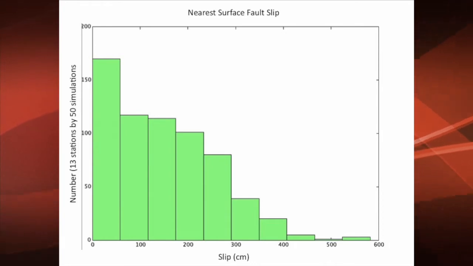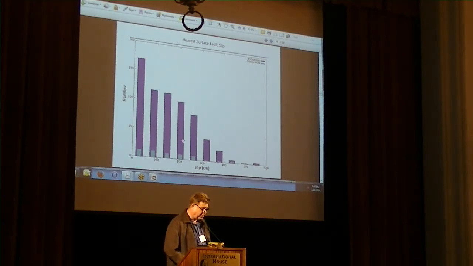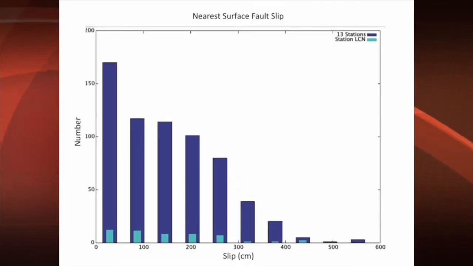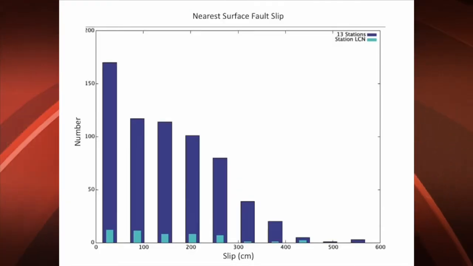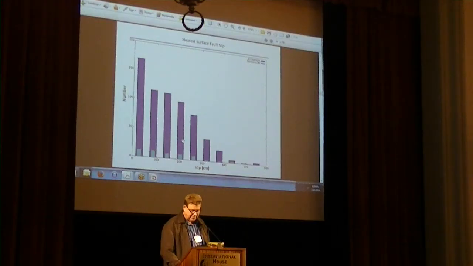And then this is comparing the same with the distribution at Lucerne. Okay, so obviously there are many fewer points, but basically the Lucerne site with the 50 realizations is capturing the distribution of fault slip over the entire length of the fault through the 50 realizations.